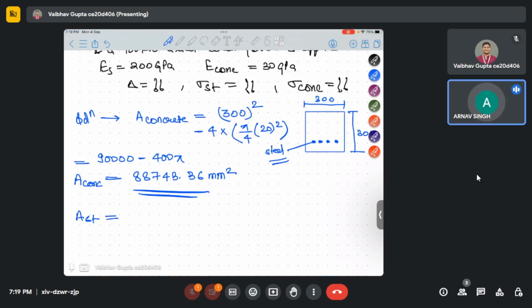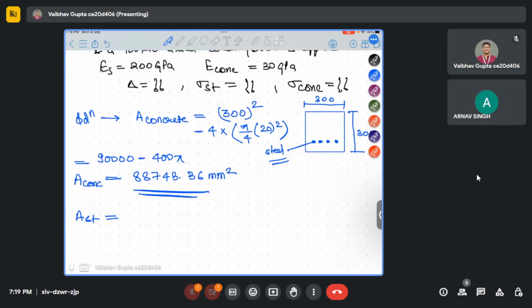The formula for area of concrete: A concrete is the area of concrete. Concrete has a cross section of square, so the area of square is nothing but side square. But since 4 steel bars are there inside the square cross section, we need to subtract that area, so that only the concrete area remains. That's what we have subtracted.